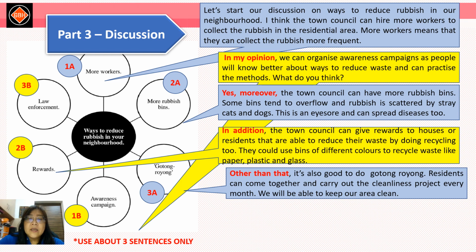Candidate A, other than that, it is also good to do gotong royong. Residents can come together and carry out the cleanliness project every month. We'll be able to keep our housing area clean.